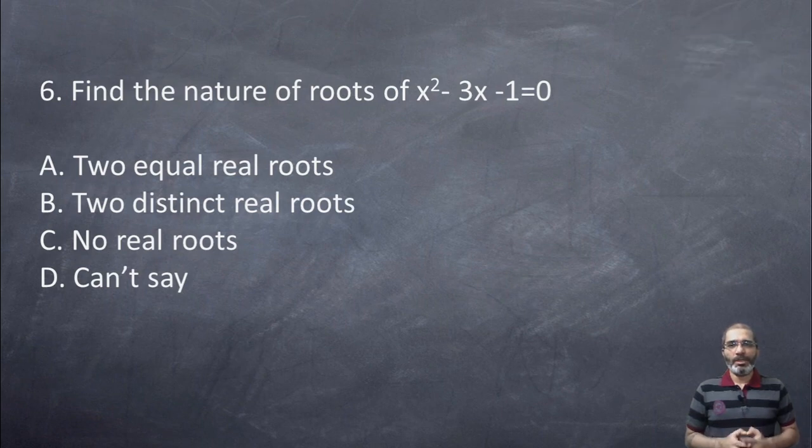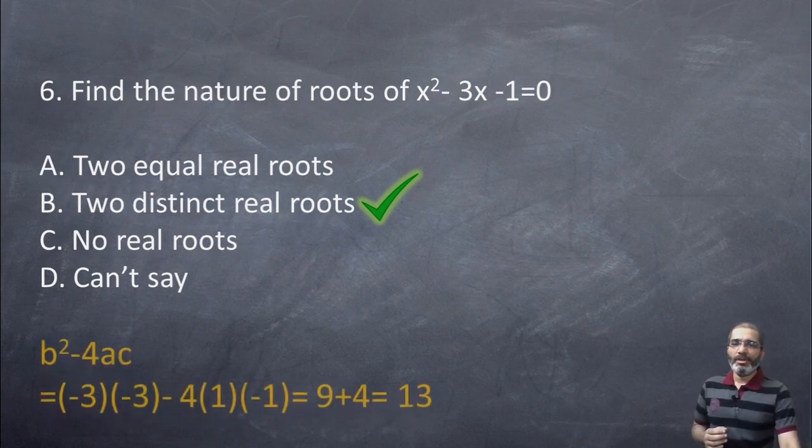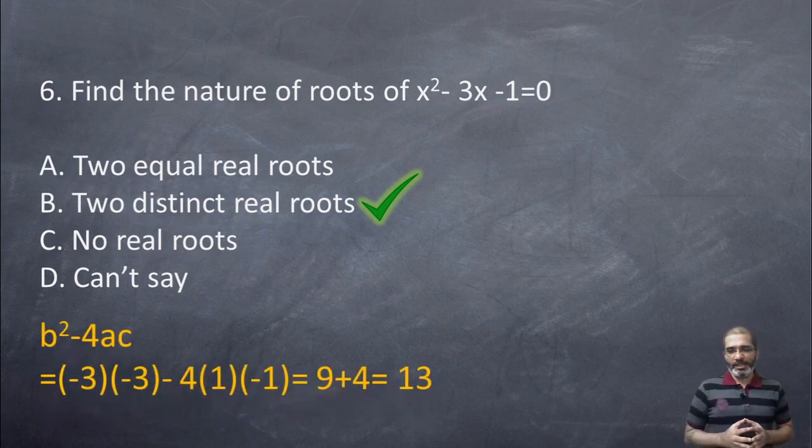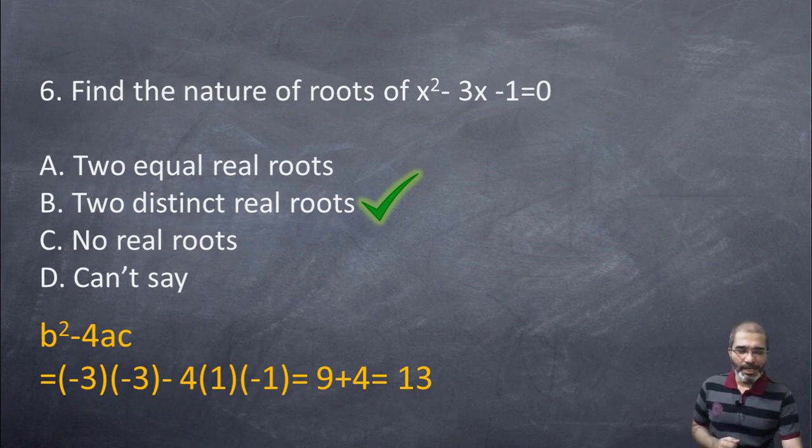Time up, students. To find the nature of roots, what we do is we find the value of b square minus 4ac. See the solution. So after I get the value of b square minus 4ac, what I see is the value is 13. So when b square minus 4ac is greater than 0, we have two distinct real roots. So option B. Okay, let's hit the next one.